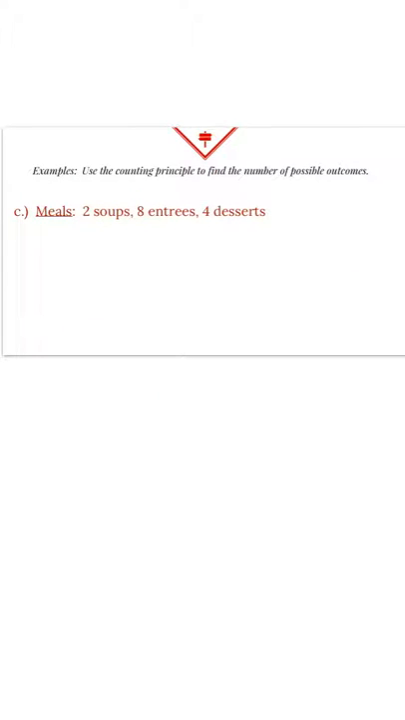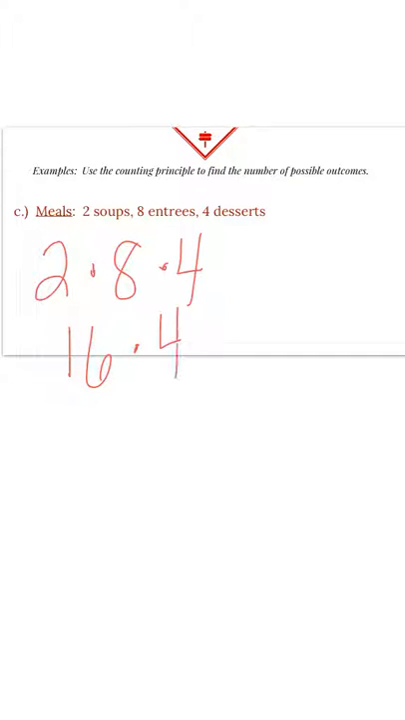Now use the counting principle for this meal. You have 2 different soups, so you start with 2. Then you have 8 entrees, so you multiply it times 8, and 4 desserts, multiply it times 4. 2 times 8 is 16, so you multiply 16 times 4, and 16 times 4 is 64 possible meals.